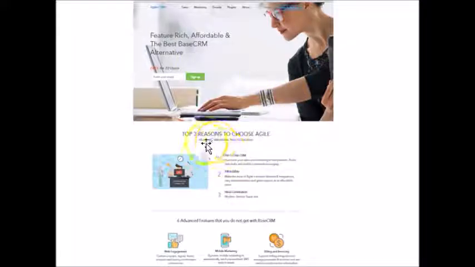Then it goes on to show the top 3 reasons for choosing Agile. Now I must tell you that these 3 reasons are pretty fluffy. Okay, they're not decision enablers, and they're not very specific and to the point. So something like all-in-one CRM, I'm not sure what you mean by that. I mean, just by reading that headline, I'm really not sure what you mean. Then affordable, now that's a very subjective term, right?